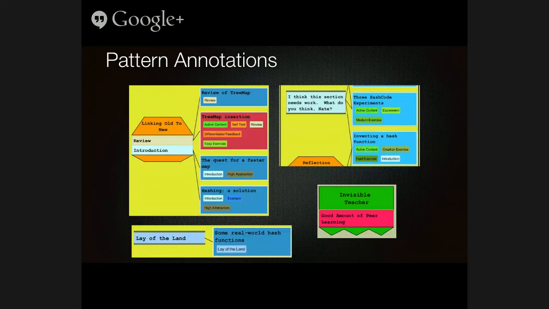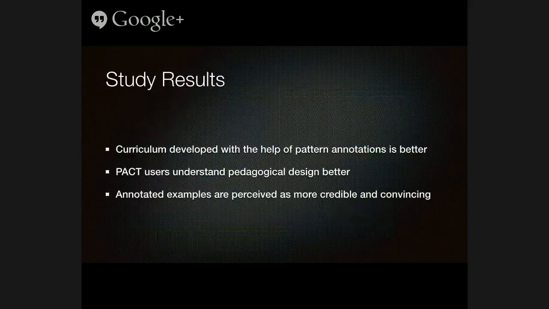Here we have just free form annotations for collaboration. Here we have what we call trend patterns, which are just like, do you have the right amount of this type of activity going on in the course? And then we have these one-off patterns like lay of the land, where we talk about the high-level goals of the course.